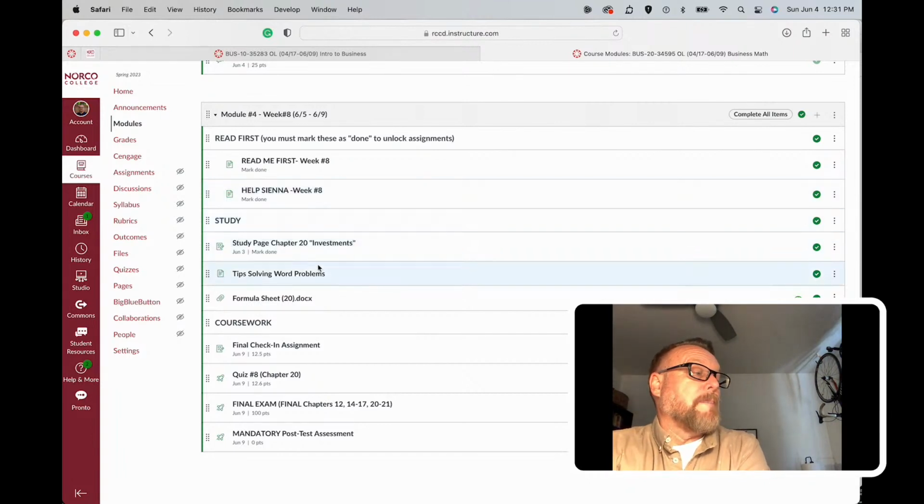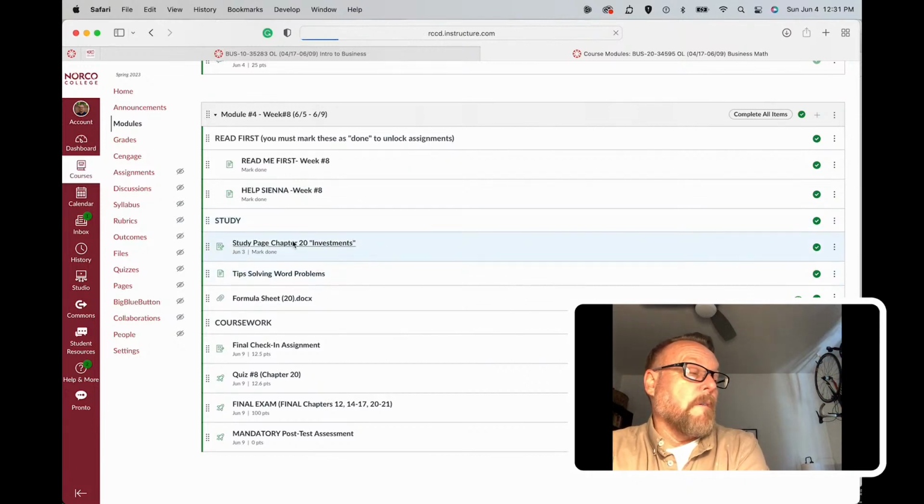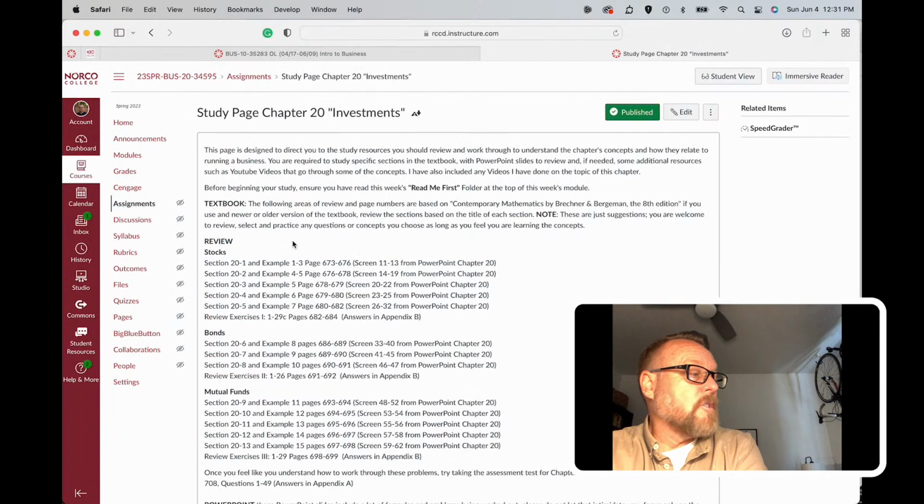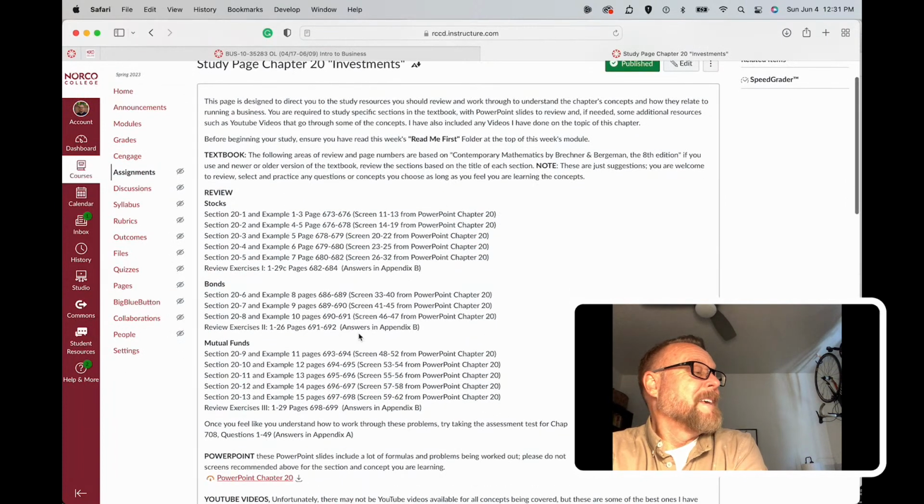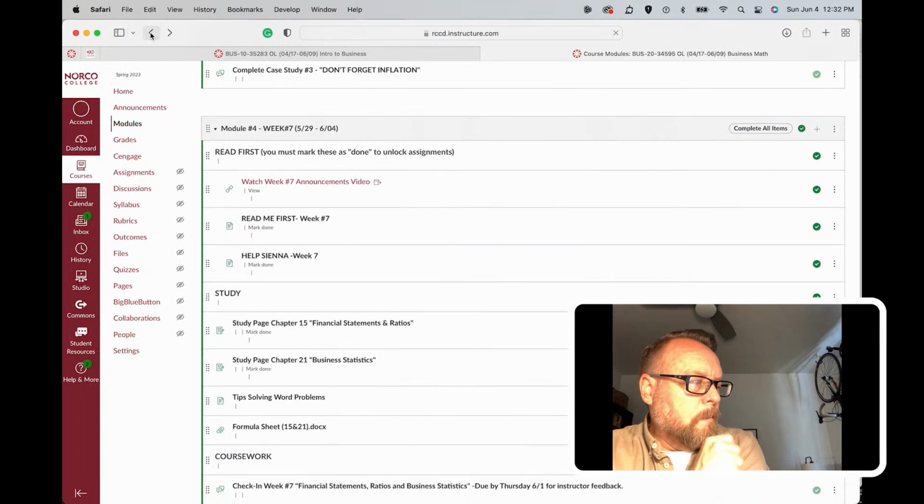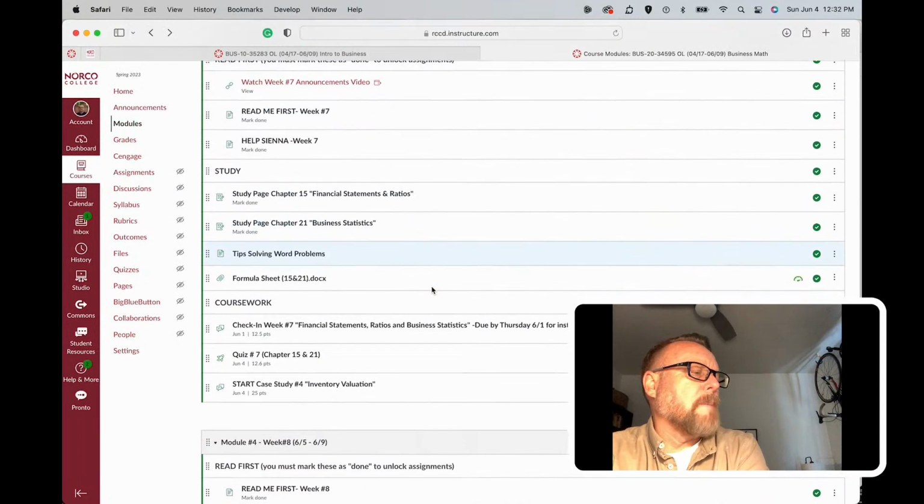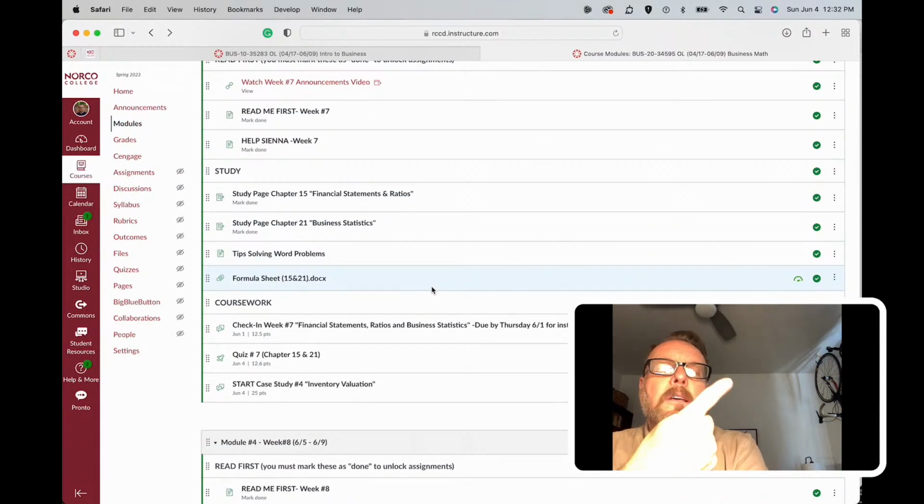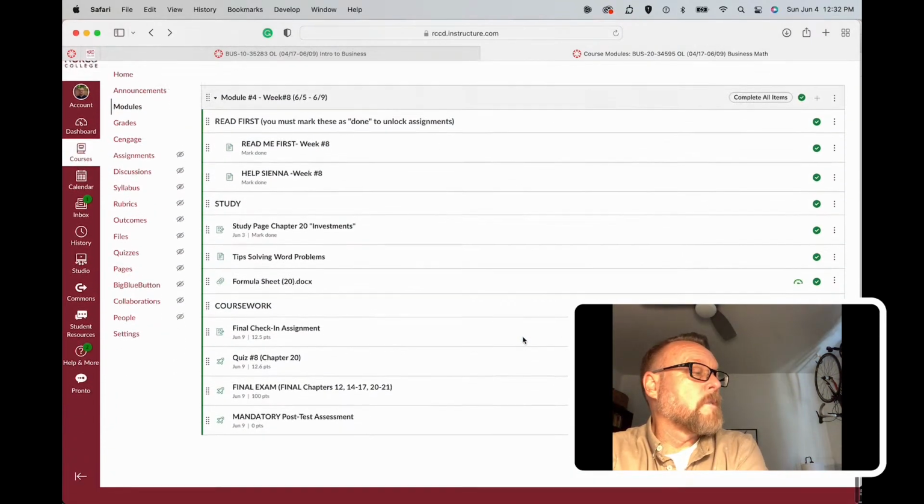There's only one study page this week, so it's chapter 20. But please make sure you review that because we're not covering everything in chapter 20, but we are covering quite a bit. So we're looking at stocks, bonds, and mutual funds. And so in each section you're going to be looking at 1 through 15. So actually that probably is the entire chapter. But make sure you go through the study page. You understand how to calculate your stocks and bonds and mutual funds. And there's some math questions on each of those.